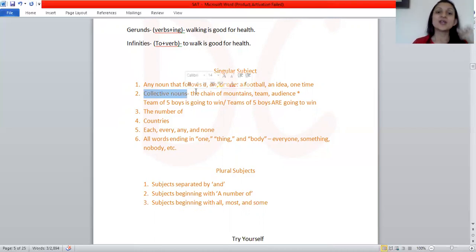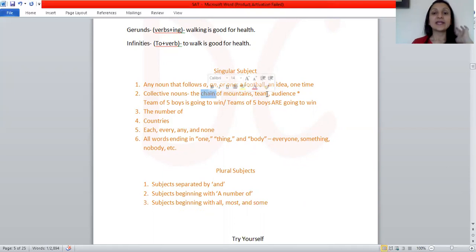I'll tell you how. So if you see the chain of mountains, the word is chain of mountains. So even if I see the word mountains over here, it doesn't mean that this is plural. So the chain of mountains are beautiful, incorrect. Mountains are beautiful, correct. But if you say the chain, you're not saying that this is a mountain and it's so beautiful. You're saying all these mountains together, they look beautiful. So the chain looks beautiful. So you're looking for a singular verb. The chain of mountains is amazing.